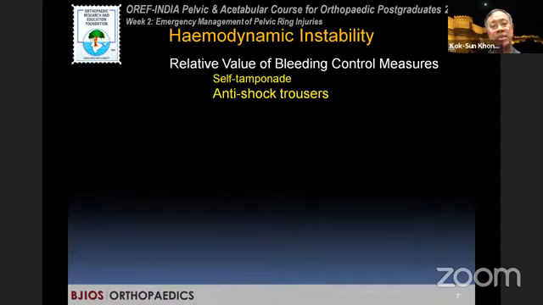Anti-shock trousers we discussed last week. It is only used in the military, and we don't even have it in the ambulances, and probably nobody knows how to put them on anyway.